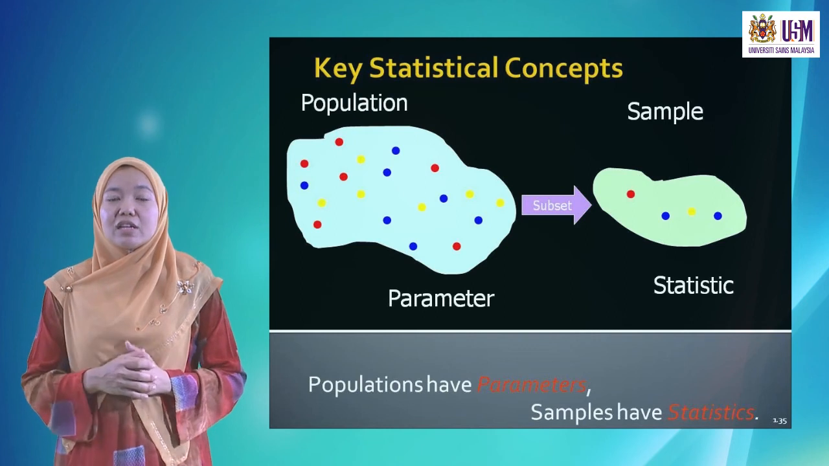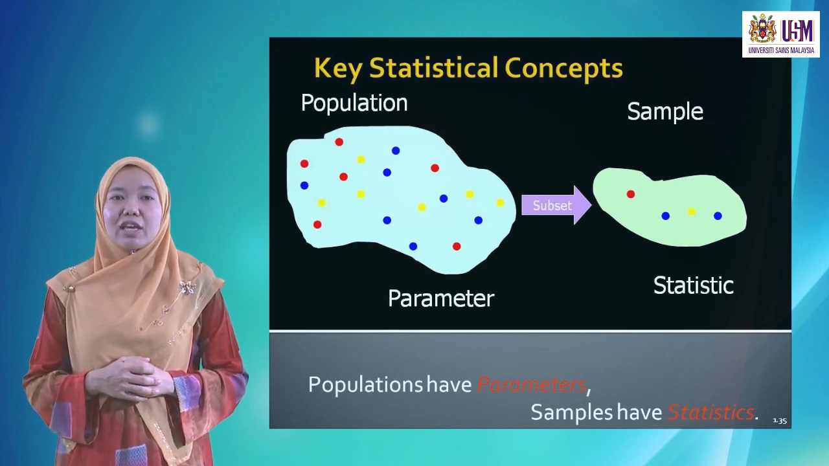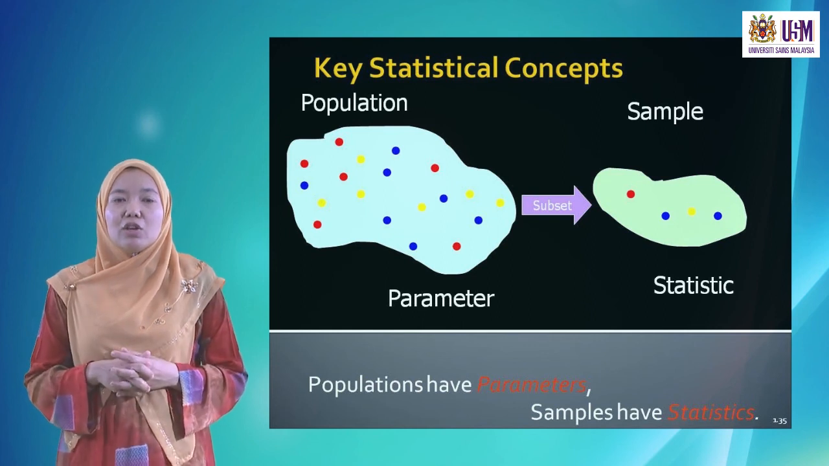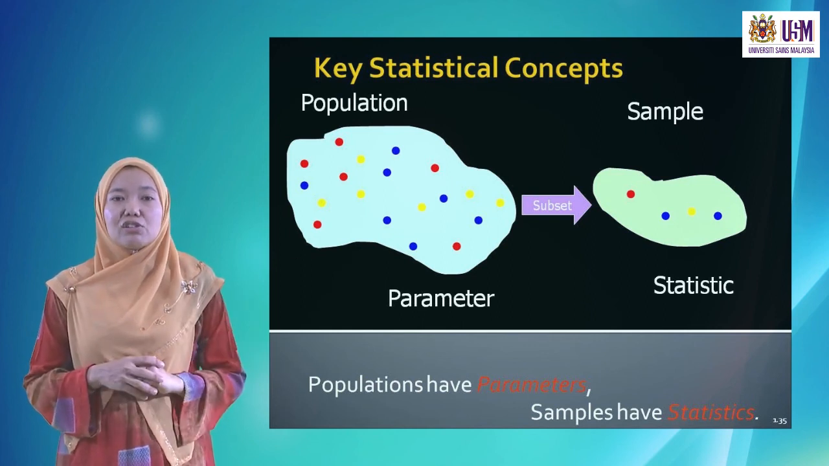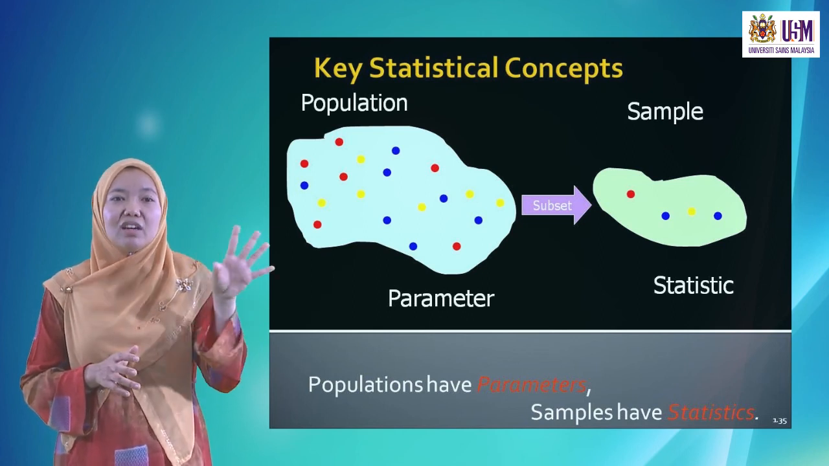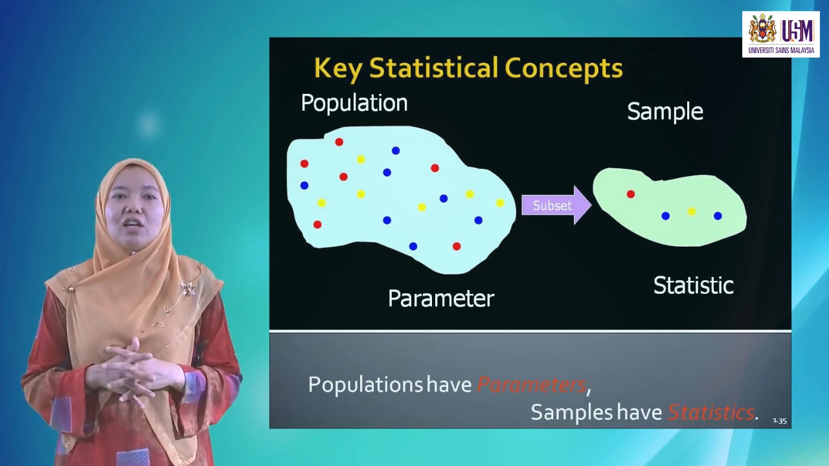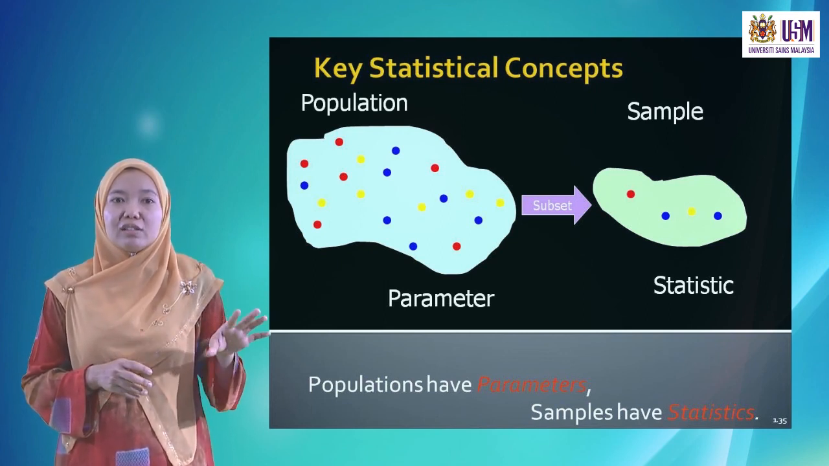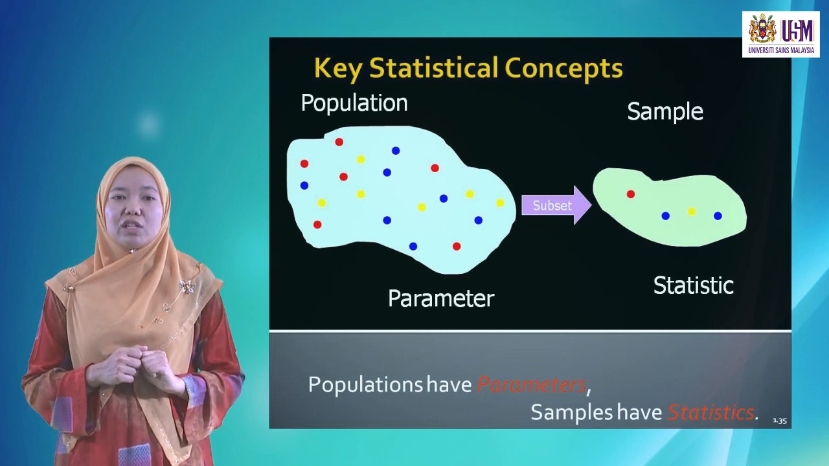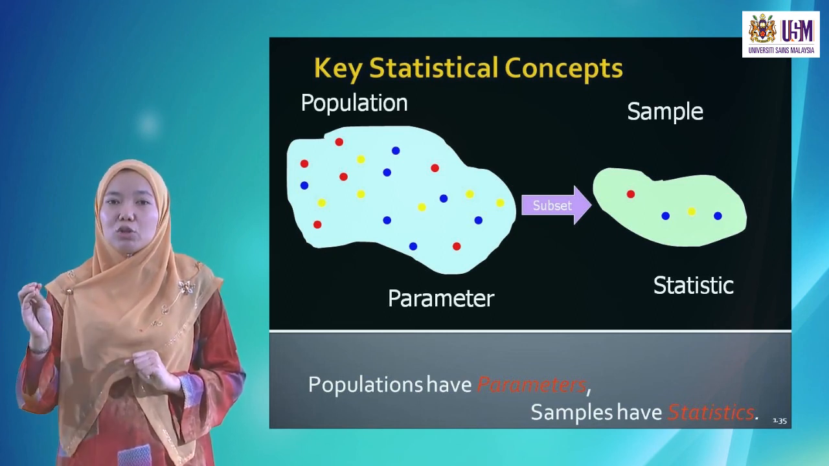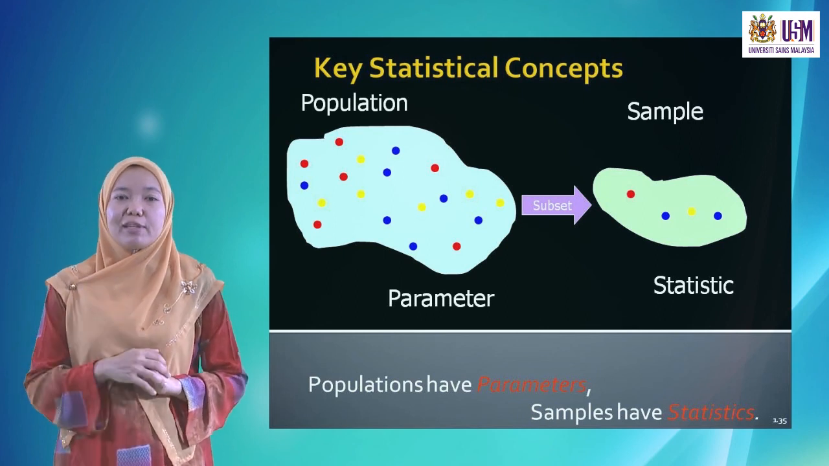We are still discussing the key concepts just now: what is population, what is sample, what is parameter, what is statistic. If you look at the left hand side of the screen, you have bigger dots, blue, red, yellow and all colors. That basically represents the items or the observations that fall under the population. While sample, in this case, refers to a smaller group, a subset of the population.